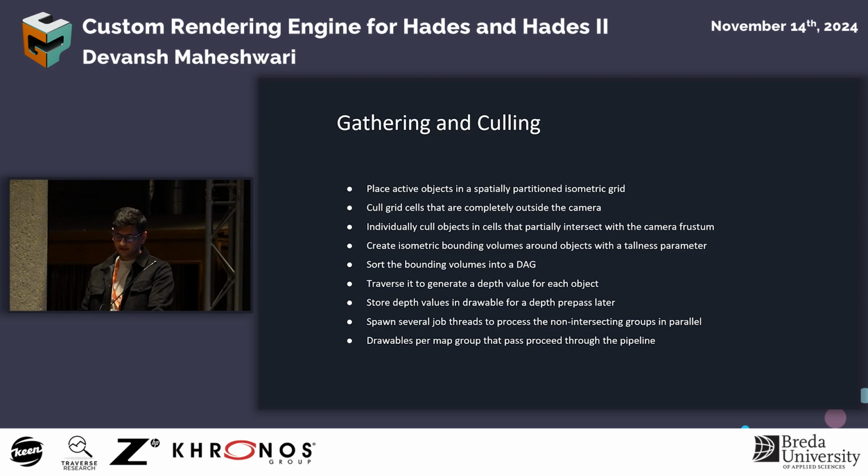Now that we have a limited set of map objects, we can create isometric bounding volumes around it with the tallness parameter, as we discussed. These bounding volumes we actually sort into a directed acyclical graph, and then we can traverse this graph to generate the depth values for each object. Then these depth values, which are just made up by us for each object, are stored in the drawable and then used for the depth prepass we discussed earlier. We also spawn several job threads and do all of this process in parallel as much as possible. After this, the drawables are emitted out of the pipeline and they go to the next step.